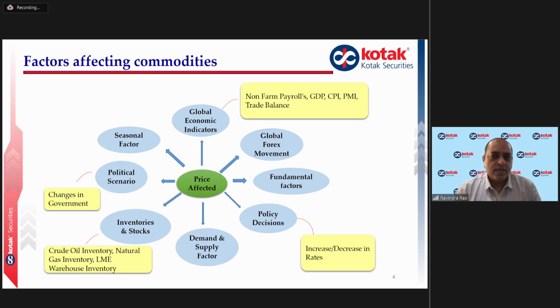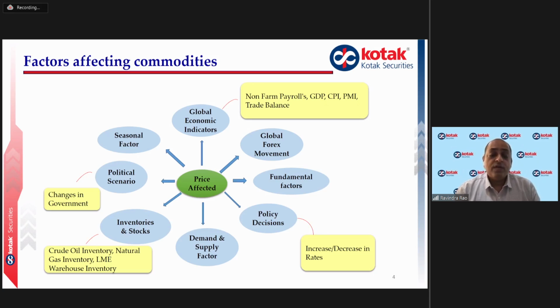Global economic indicators, as I mentioned: the economic changes in bigger economies like the US, China, European Union, etc. impact commodity prices. Global forex movement: any change in the major currencies like the dollar index, the euro, the yen, also impacts commodities. Fundamental factors are there, like demand and supply. Policy decisions, as I mentioned: any monetary policy decisions from the Fed or from other central banks like the ECB, Bank of England, also have a bearing on commodity prices.